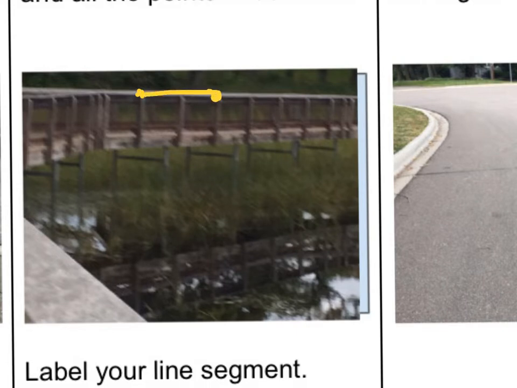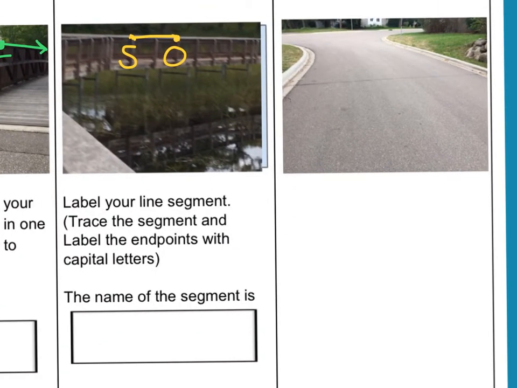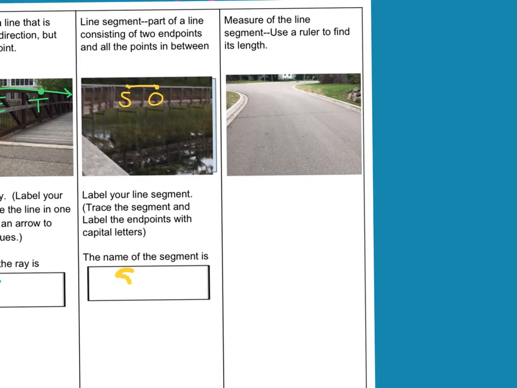It is the part of the line that has the two endpoints and all the points in between. Let's call this segment SO. So those are the 2 points, the names of the endpoints. They're capital letters. If I want to name the segment, I would write down the 2 endpoints. And then this notation goes over the top. It's just a segment. That means I'm just talking about part of the line.